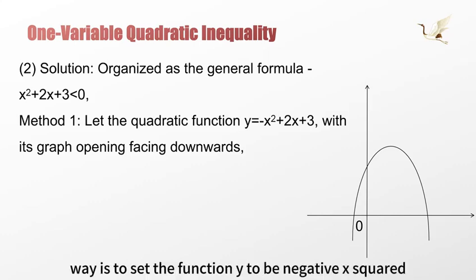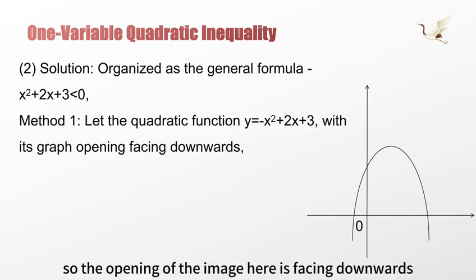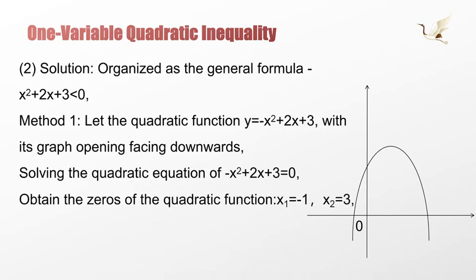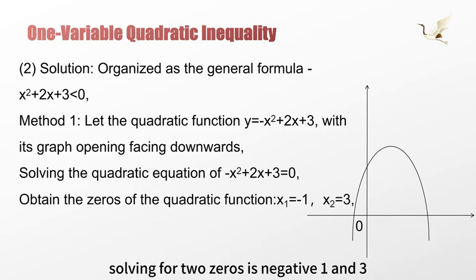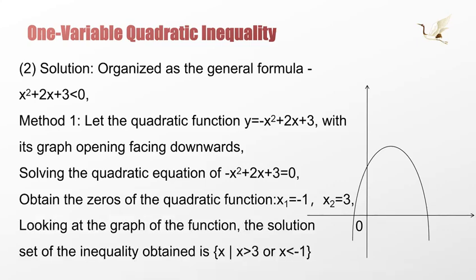The first way is to set the function y to be negative x squared plus 2x plus 3. When drawing, be sure to pay attention because the coefficient of x squared is negative, so the opening of the image here is facing downwards. Then we also need to solve for two zeros, assuming that negative x squared plus 2x plus 3 equals 0. Solving for two zeros gives negative 1 and 3. The inequality is less than 0, so the corresponding image should be below the x-axis. The corresponding range of x values should be x greater than 3 or x less than negative 1.